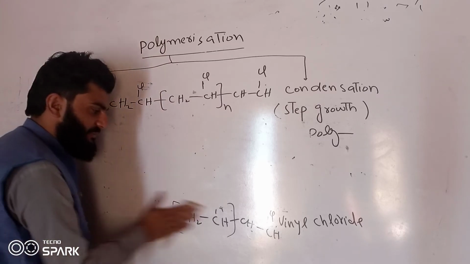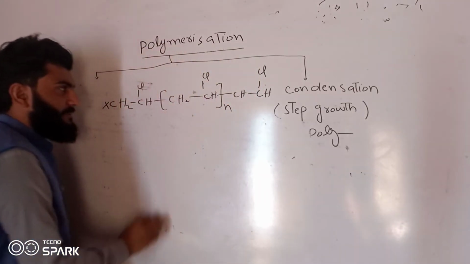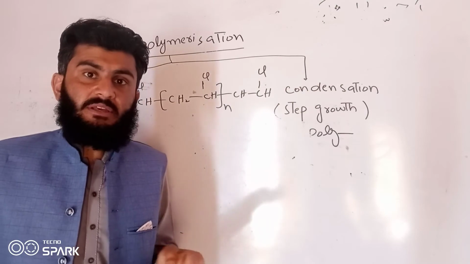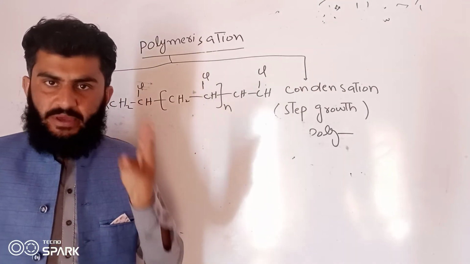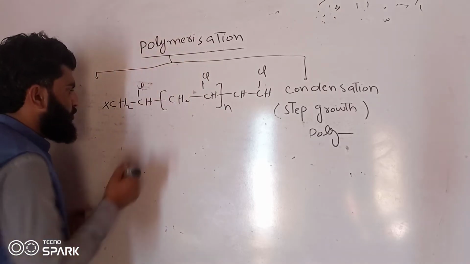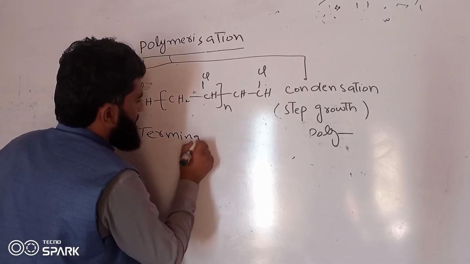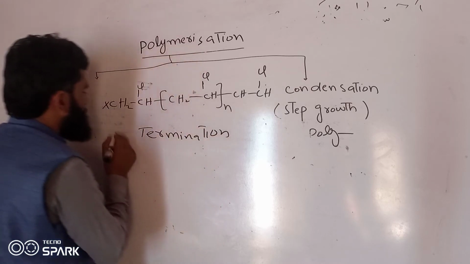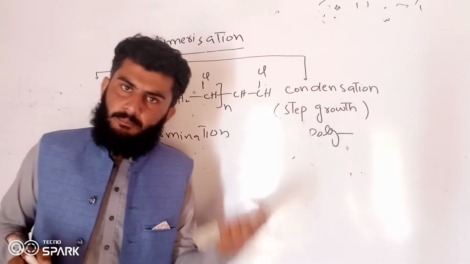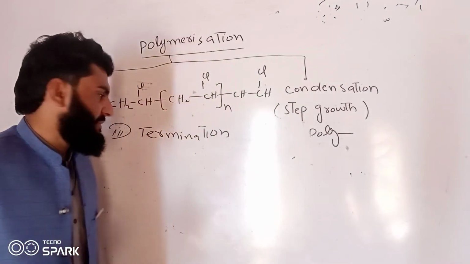So what will be the termination step? The termination in the free radical pathway may be by any of three ways. So the third one is the termination. The first was initiation, the second propagation, and the third is termination.